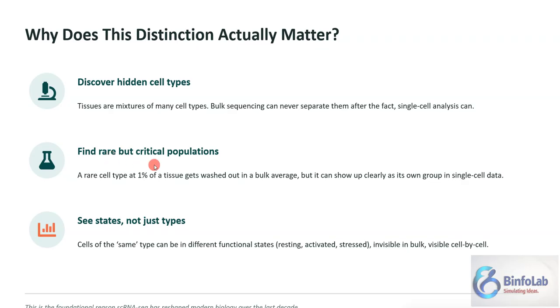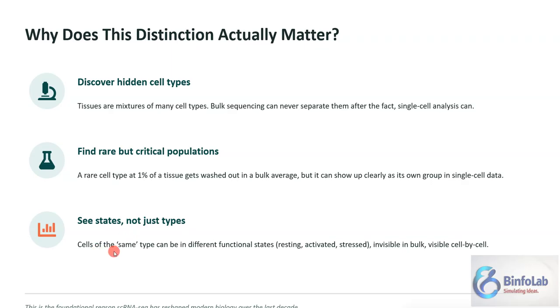And find rare but critical populations. A rare cell type at 1% of a tissue gets washed out in the bulk average, but it can show up clearly as its own group in single cell data. As I discussed in my earlier slide, in the case of bulk RNA sequencing, there are higher chances that rare cells can vanish because of the averaging we are taking in that bulk mixture.